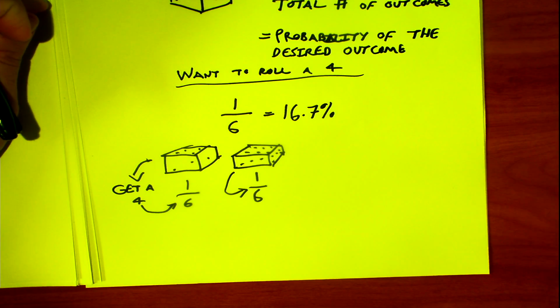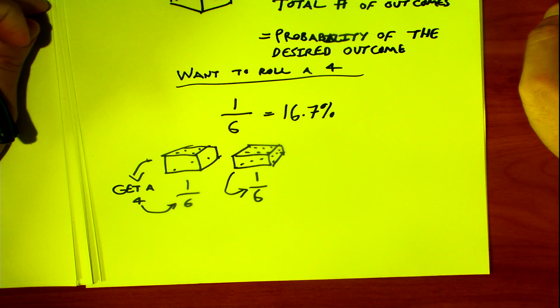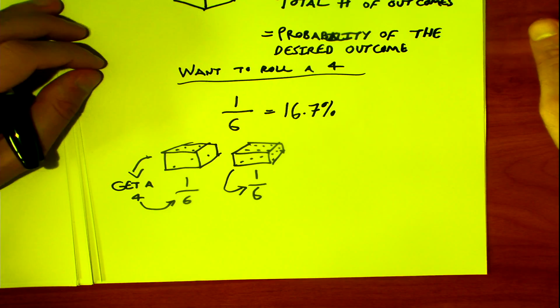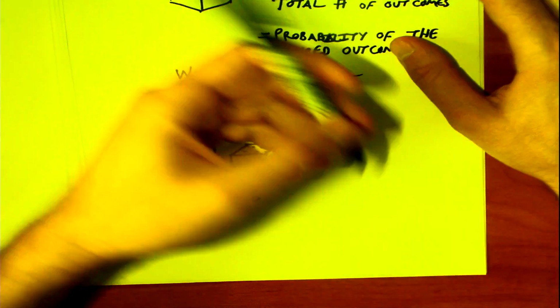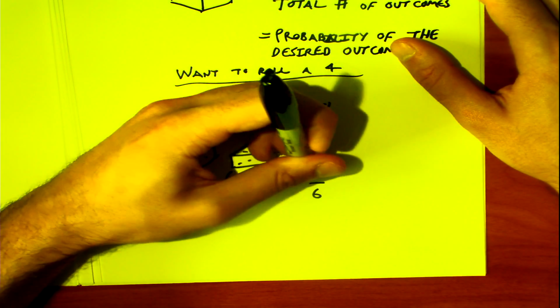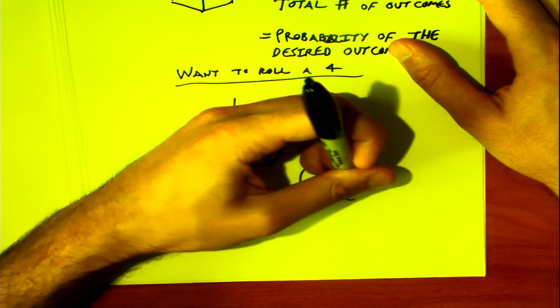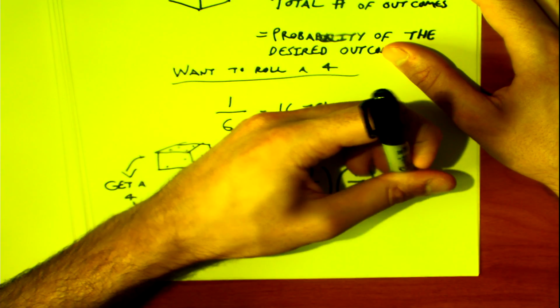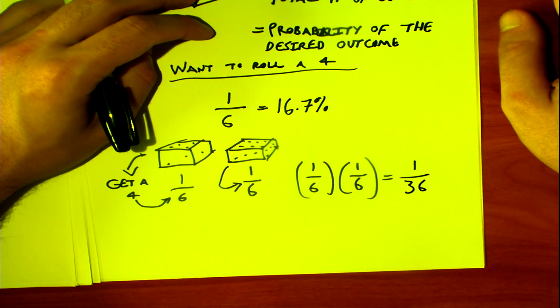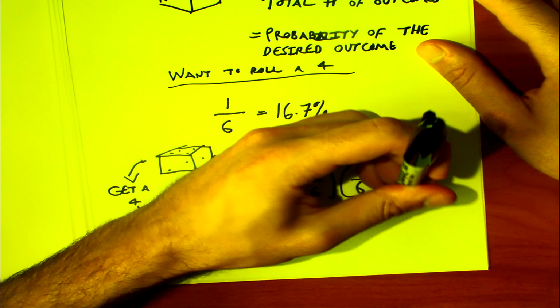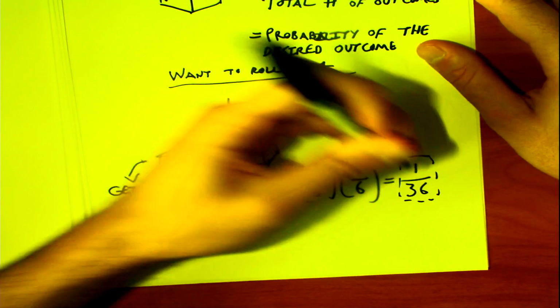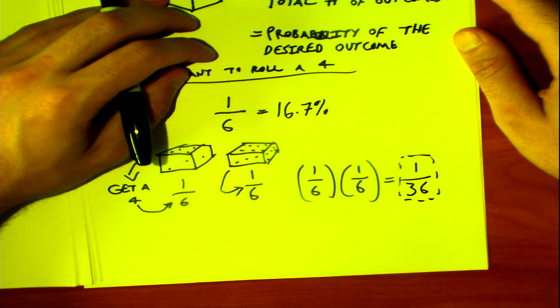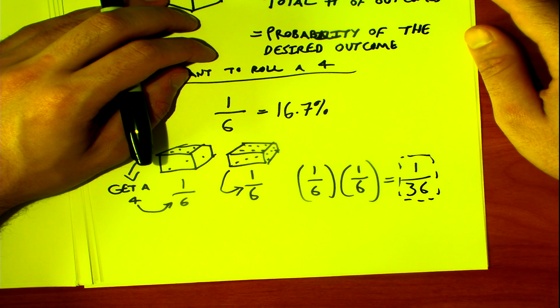However, maybe I want to say, what's the probability of getting a 4 on both of them? To do that, take the probability of the event in each scenario and just multiply it together. Does it make sense that this probability is smaller? Yes. Okay, I heard both. Why?